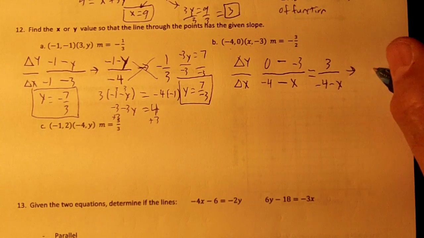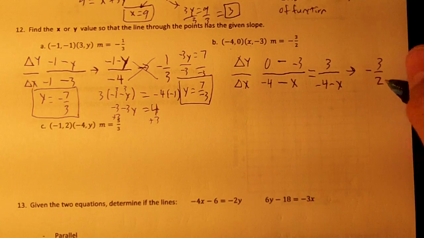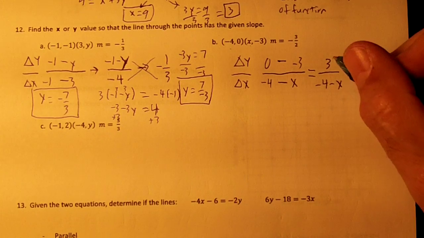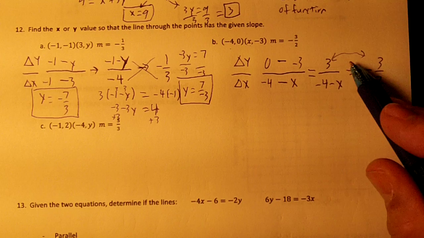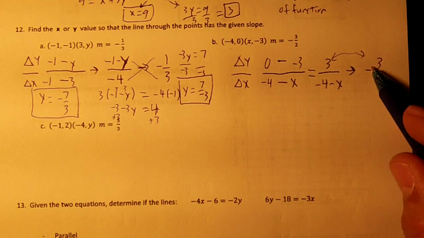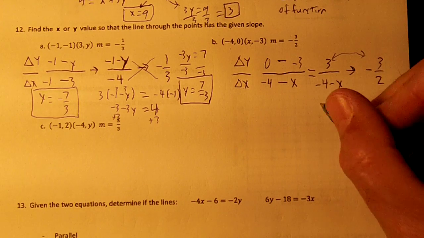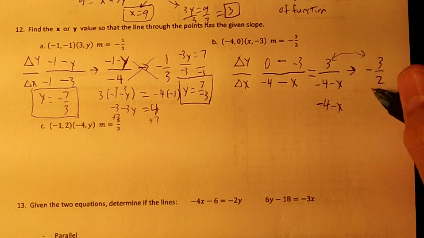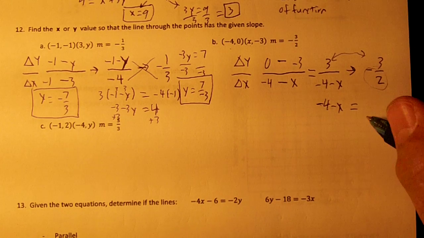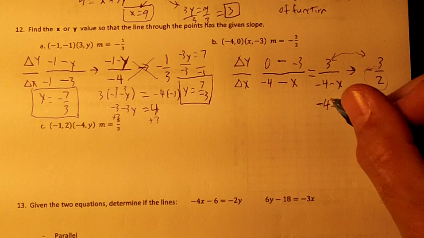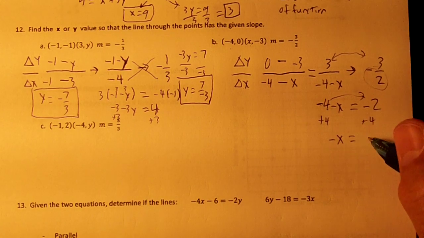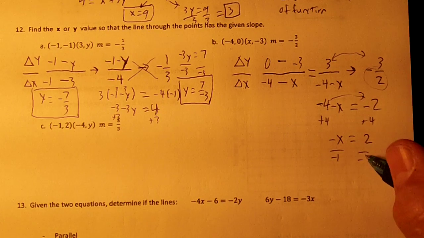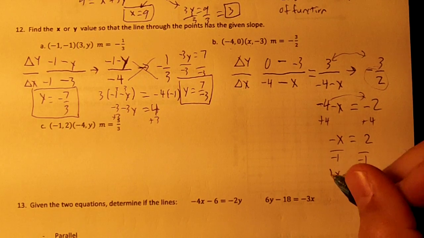And we want this to end up being -3 over 2, don't we? Right now, our 3's match up, don't they? So this bottom, since the 3's match up, this bottom needs to equal a -2. So we're going to put -4 minus x equals -2. So we're going to move our 4 over. You'll get -x equals 2, divide by -1, and you'll get x equals -2.